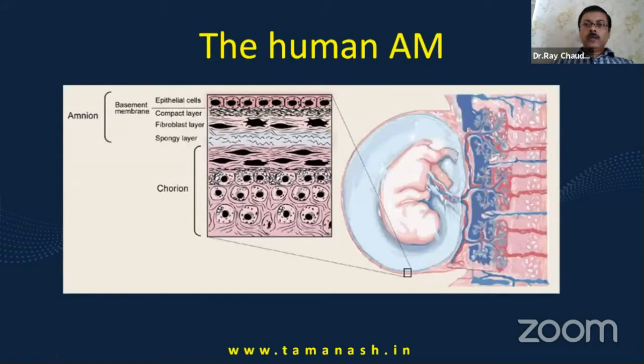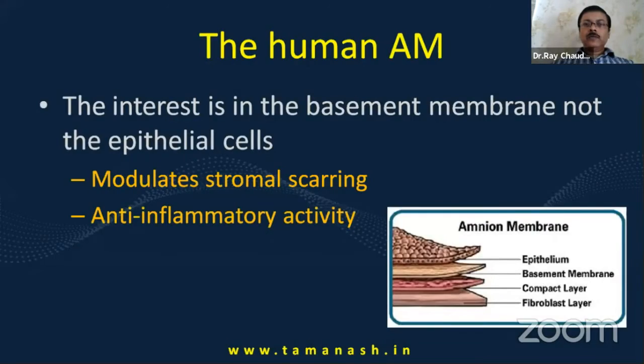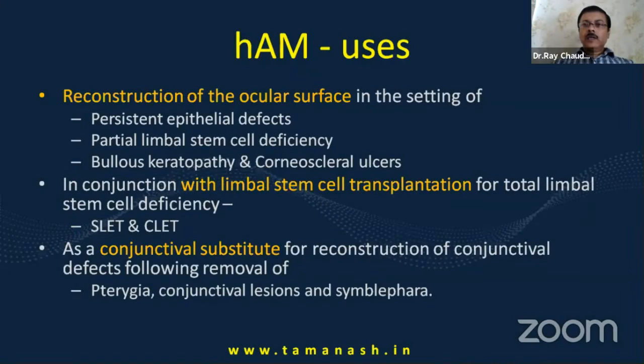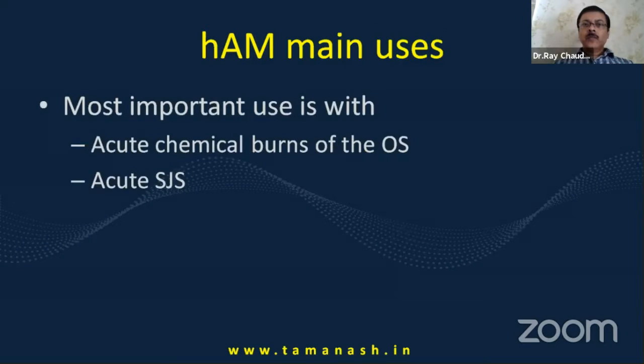We all, as ophthalmologists, have long been associated with human amniotic membrane transplantation, and we know that we are interested only in the amniotic membrane, and particularly in the stroma of the amniotic membrane, not much in the cells of the amniotic membrane. So there is wide use of amniotic membrane in ocular surface reconstruction, and as a conjunctival substitute for reconstruction of conjunctival defects following removal of pterygia.